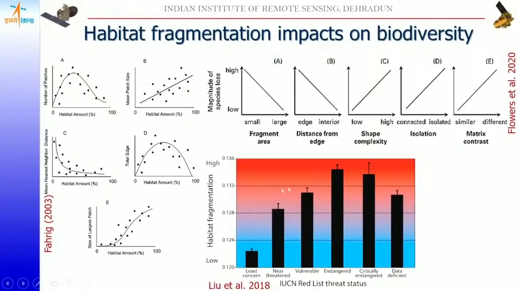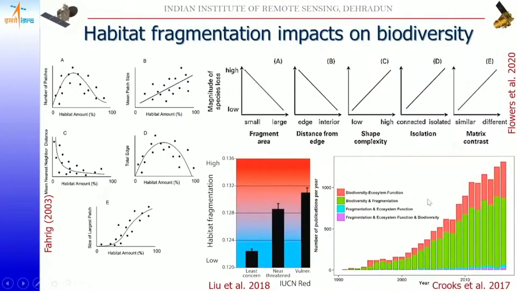So you will find the endangered or the critically endangered species in the highly fragmented area, because many species with very narrow distribution ranges or high endemicity are basically located in a very small geographic area. So those kinds of areas are basically fragmented as compared to the species with the larger distribution ranges. So this depicts the importance of the habitat fragmentation studies with respect to the biodiversity studies.